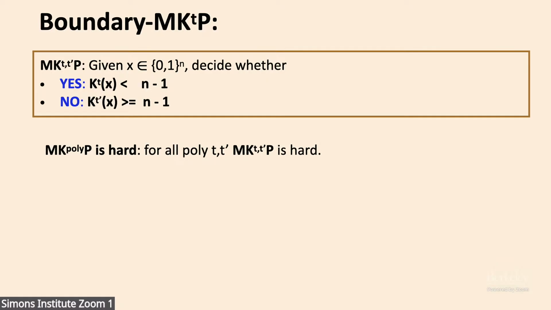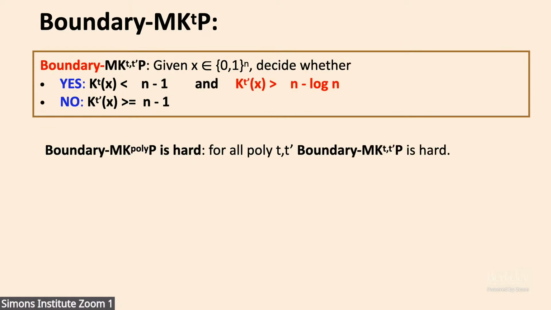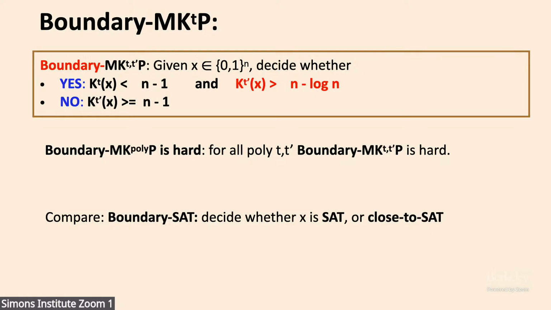So in this regime, I'm restricting to instances with large cohomology complexity. In those, can you decide between n-1 and bigger or smaller than n-1? That's what we call the boundary MKTP problem. And it turns out that worst case hardness for this problem actually suffices.